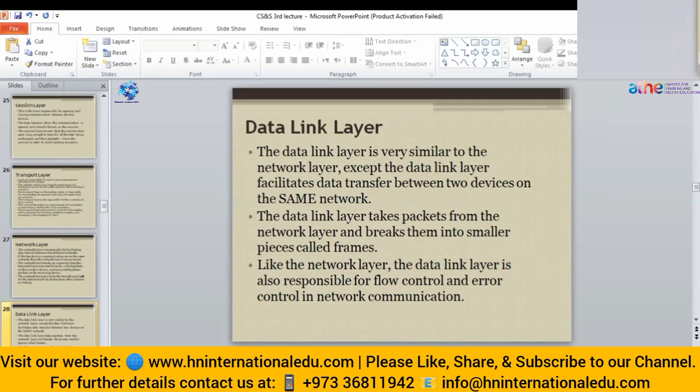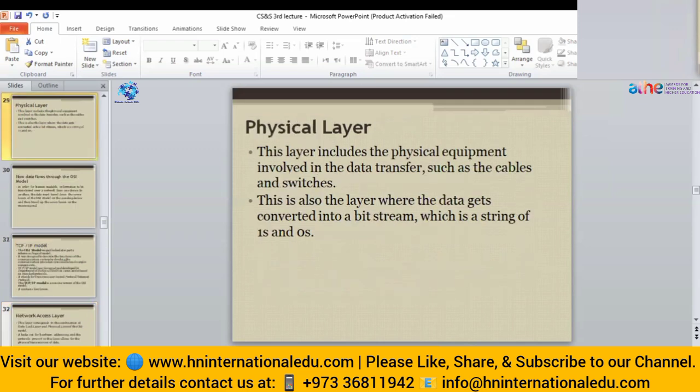So it takes the packet from the network layer and breaks it into smaller pieces called frames. Like the network layer, the data link layer is also responsible for flow control and error control in the network communication. Now the physical layer.